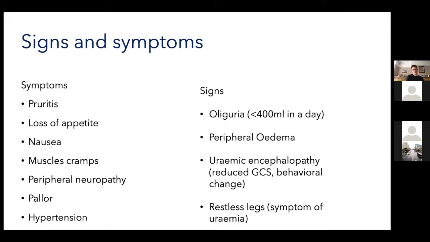Okay, so moving on to the signs and symptoms of CKD. Itch can be a symptom, which I personally didn't appreciate. Loss of appetite and nausea. You're getting muscle cramps because of the electrolyte imbalance. Peripheral neuropathy from uremia. You get hypertension, pallor. Your signs are going to be oliguria, so reduced urine output, swollen ankles, swollen feet. Uremia, so any kind of behavior change in GCS. And again, restless leg syndrome is a sign of uremia, so it's having a neurological impact.